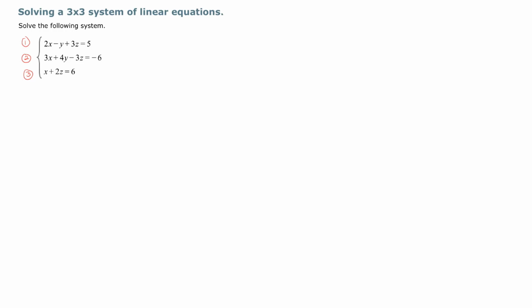I am going to mimic a procedure that you may end up learning later on that involves matrices and elementary row operations. So the first thing I'm going to do is I'm going to switch equations 3 and 1. And then we'll rewrite the system in this order. X plus 2z is equal to 6. And then equation 2 is still equation 2. And then now the equation 3 is simply 2x minus y plus 3z is equal to 5.